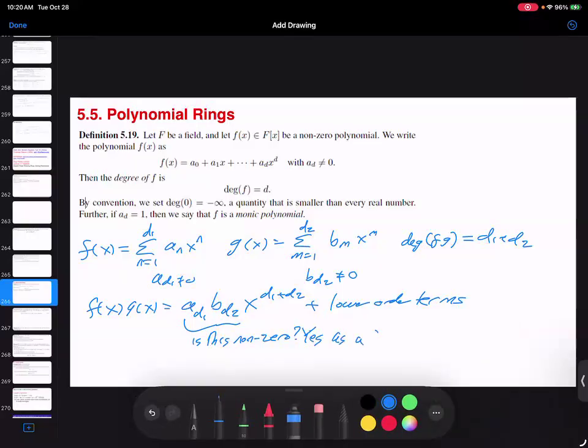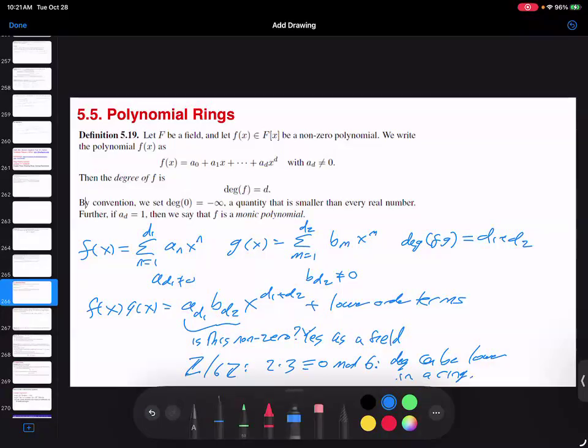What if I just gave you a ring? Is it possible that the product could be zero in a ring? Could you give me two numbers that are not zero that have a zero product in a ring? What's 2 times 3 in Z mod 6Z? Sure. So in Z mod 6Z, 2 times 3 is 0 mod 6. So degree can be lower in a ring.